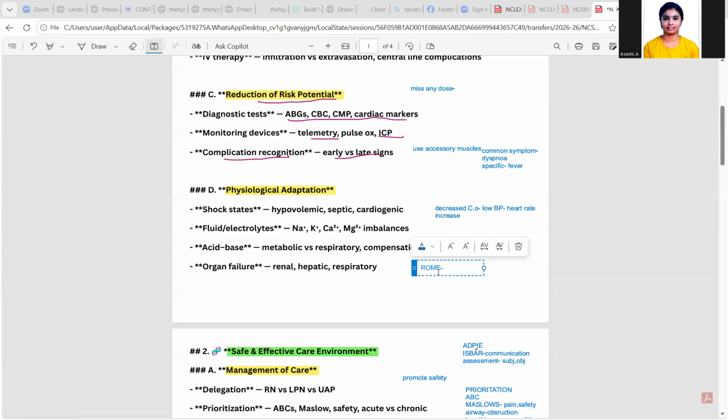Okay, first, how can we read the ABG? First we need to identify the pH. If it is less than 7.35, it is acidosis. If it is greater than 7.45, that is alkalosis. Next, our duty is to identify whether it is metabolic or respiratory. How can we identify it? By checking the partial pressure of carbon dioxide and the bicarbonate. If the bicarbonate is deranged, it is a metabolic cause, and if the carbon dioxide is affected, it is a respiratory cause.